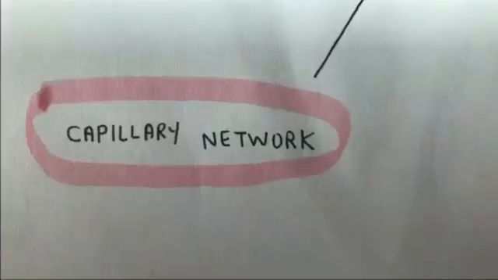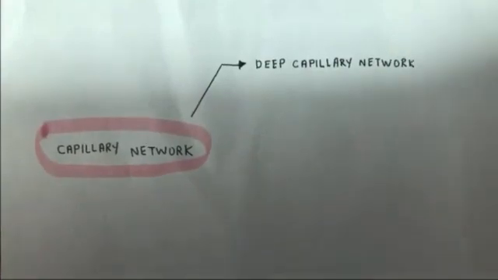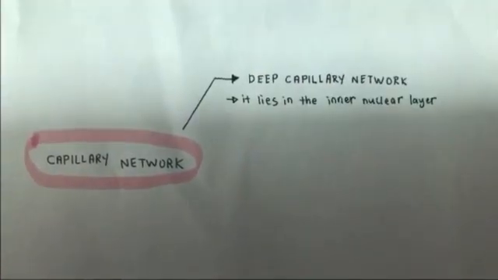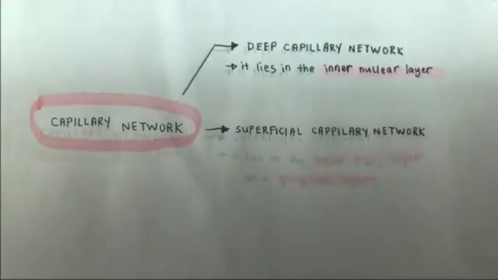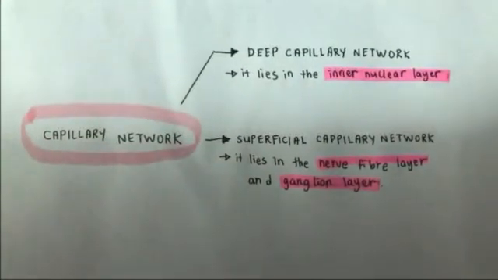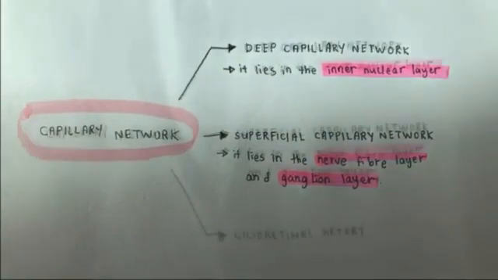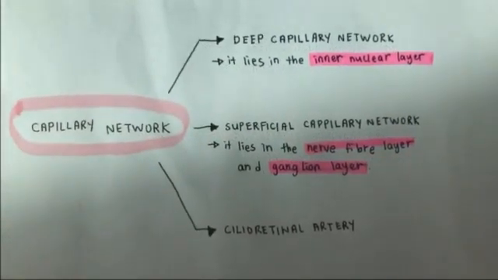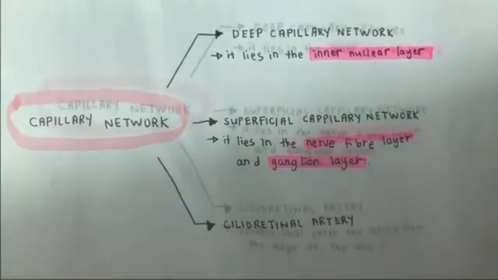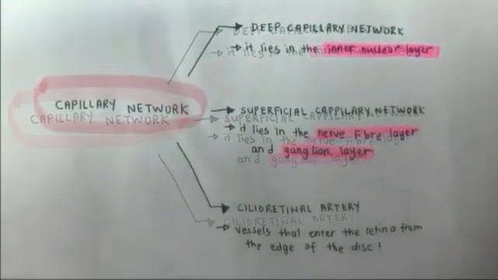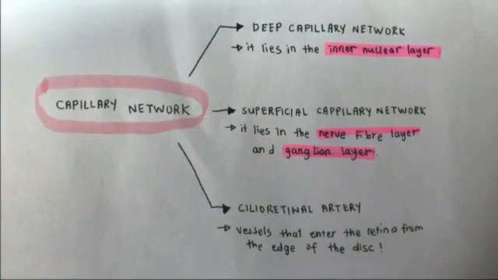Next is the capillary network. The first one is the deep capillary network, which lies in the inner nuclear layer. The second one is the superficial capillary network, which lies in the nerve fiber layer and ganglion cell layer. Next is the cilioretinal artery. This artery is one of the vessels that enter the retina from the edge of the disc.